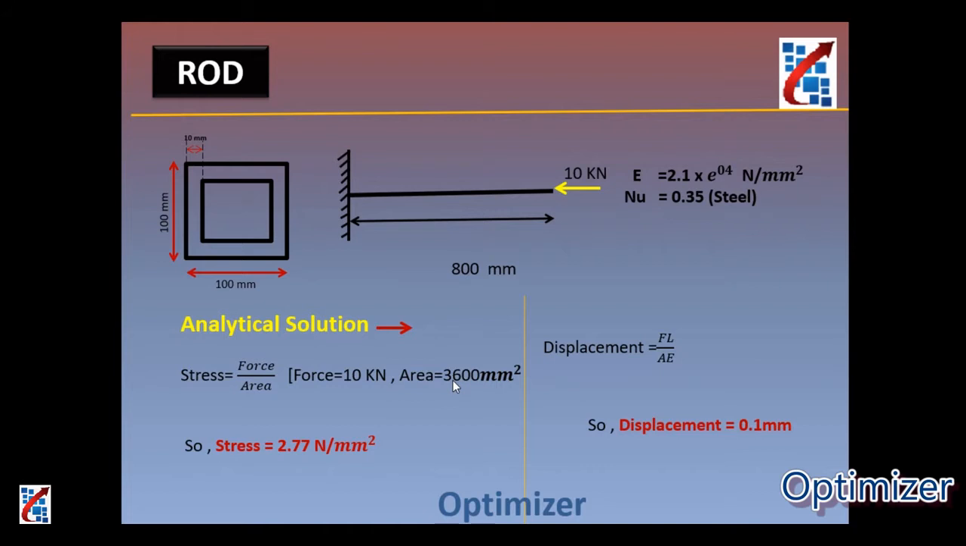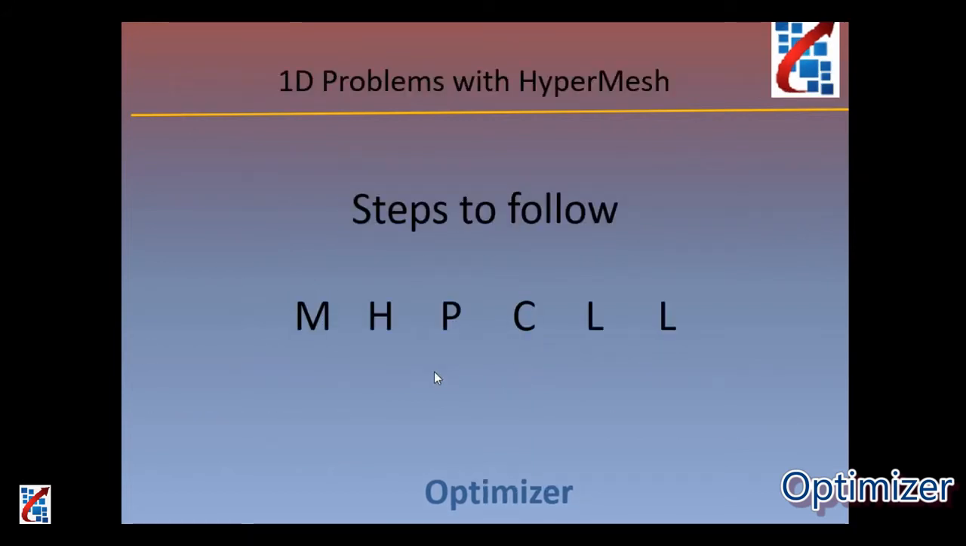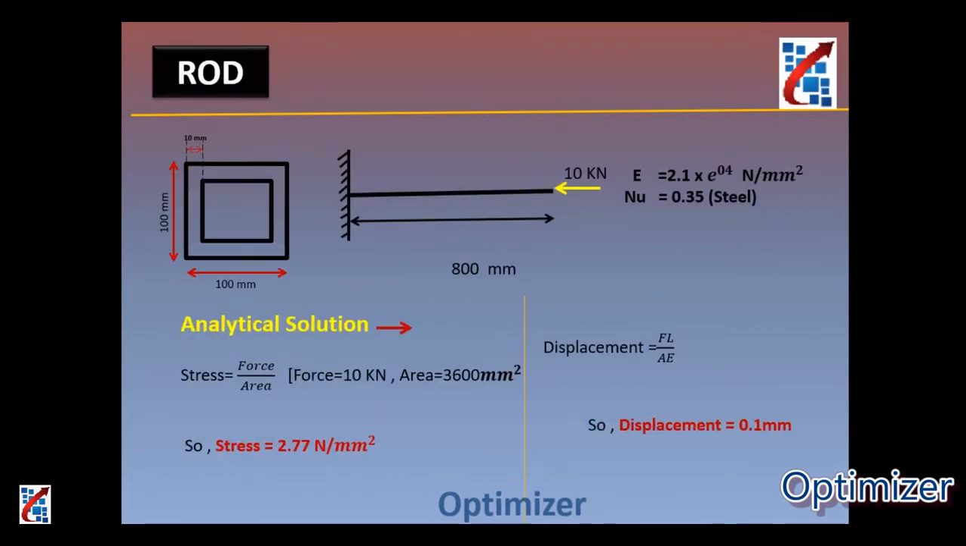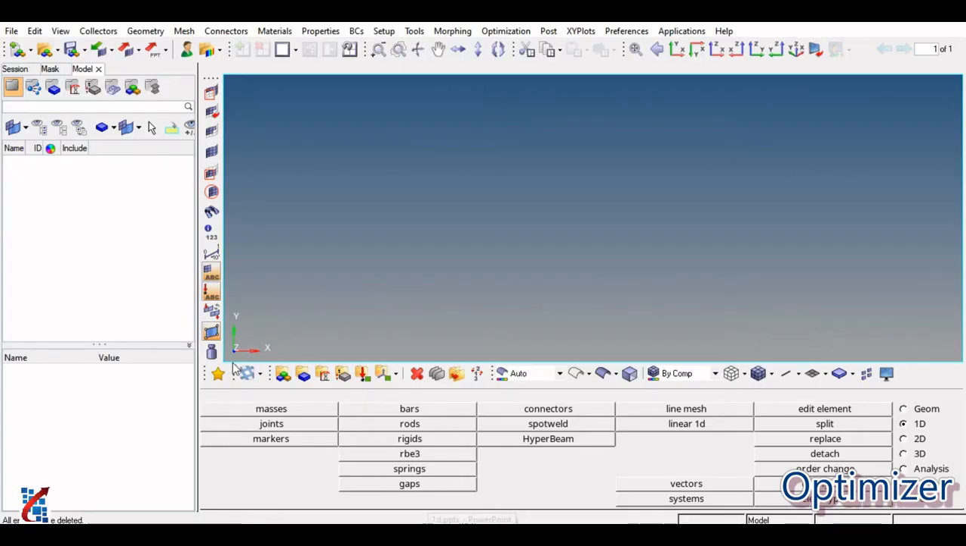As we have discussed in an earlier video, we can solve any 1D problem with 6 steps, that is MHPCLL. So the same process we are going to adopt to solve this rod example also. So let us start with it. Coming back to HyperMesh, the first step is material.